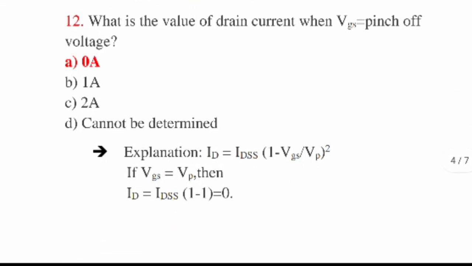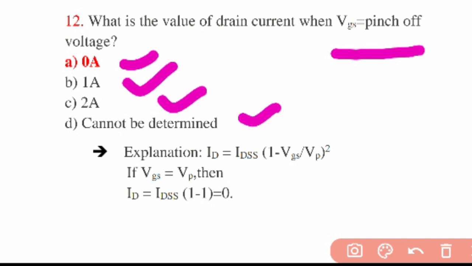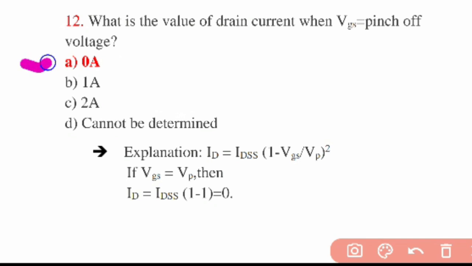What is the value of drain current when VGS is equal to pinch-off voltage? Option A 0 volt, option B 1 volt, option C 2 volt, option D cannot be determined. Then the answer is 0 volt.